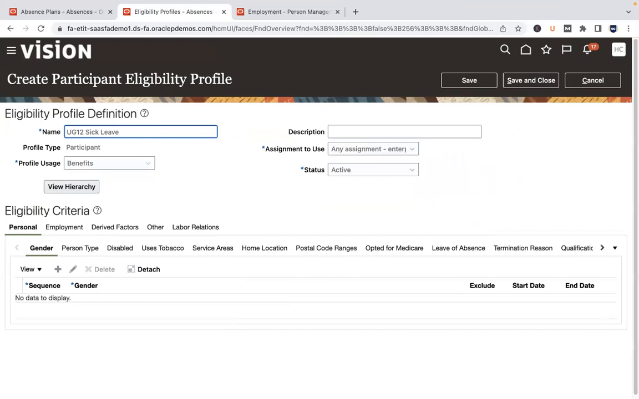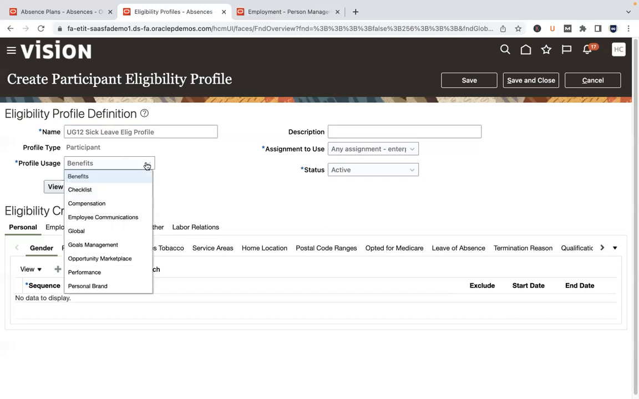Okay. Yeah. So I'm defining this as UG12. I'm just prefixing this so that it's easy for us to figure out what it is that we have defined. Sick leave eligibility profile. I say eligibility profile. And under profile usage, you can mention where exactly you want to use this. And for absences, it would be benefits.